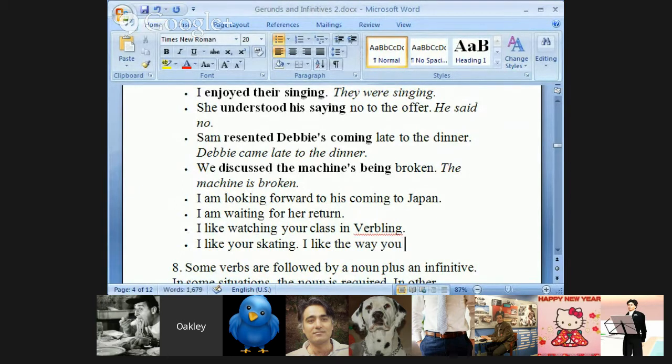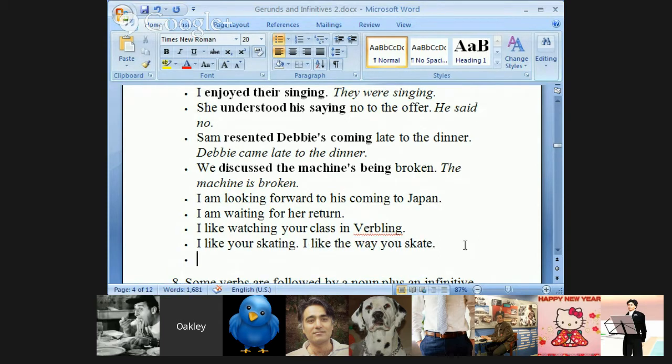Here's an alternative. See these two sentences? They mean the same thing. I like your skating. I like the way you skate. Two ways to say the same thing. Okay. Anyway, we're working this out and learning it together.